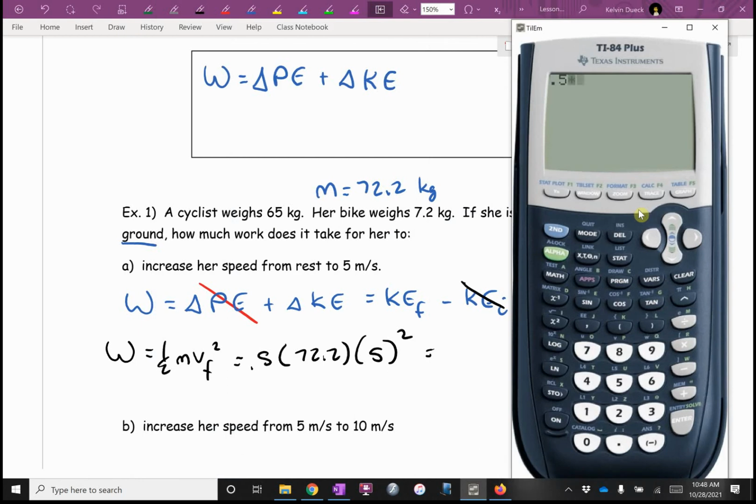0.5 times 72.2 times 5 squared. Do you get 902.5? Yeah, that's how many joules of work. That's how much energy left this cyclist's body, because the energy had to come from somewhere. Where did the cyclist's energy come from? The food that they ate.